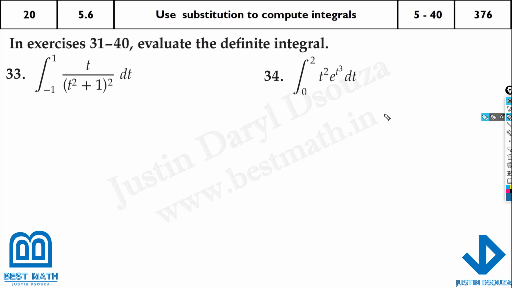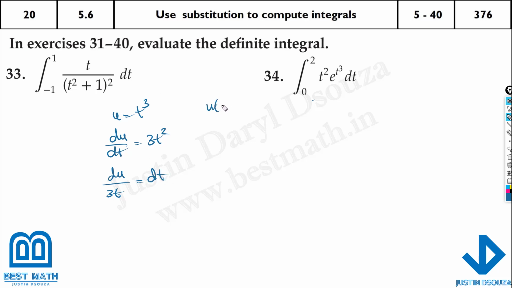What about the next problem? Here, let us take t to the power 3 as u, because when I derive it, I'm going to get t to the power 2, and I can simplify this. I can cancel it off. So here u is equal to t to the power 3, du by dt is equal to 3t squared, and du by 3t squared is equal to dt.